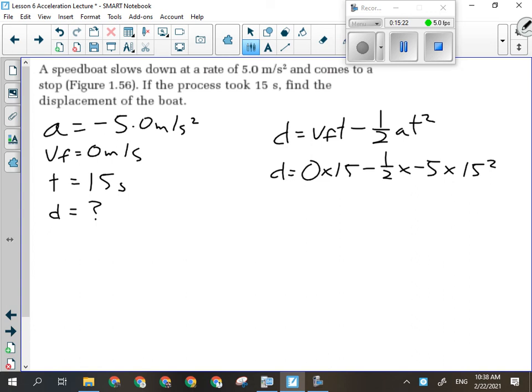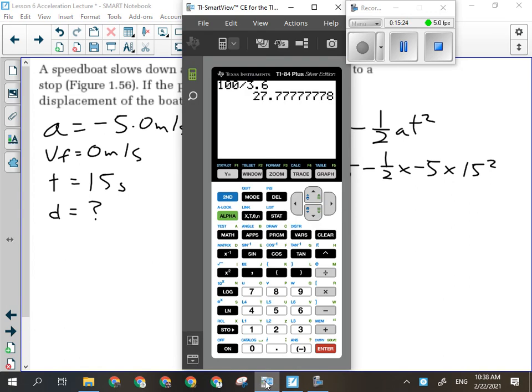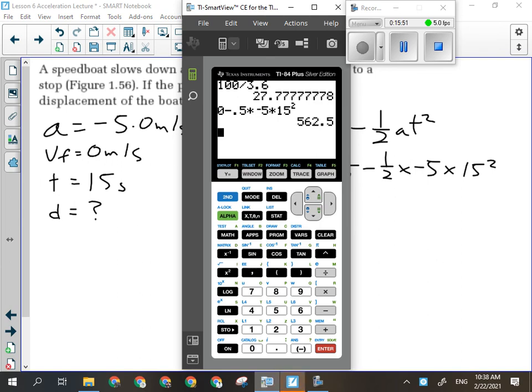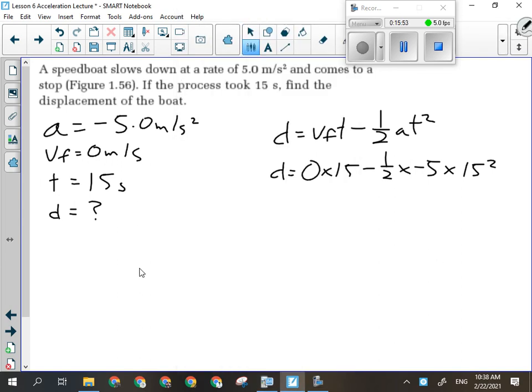So when I punch this into my calculator, I'm not going to bother doing 0 times 15. I'm just going to go 0 minus 0.5 times negative 5 times 15 squared. I could have also just gone negative 0.5 times 5, that way. So I'm getting 562.5 meters. I only have 2 significant digits in this question, so I would round this to 5.6 times 10 to the 2 meters.